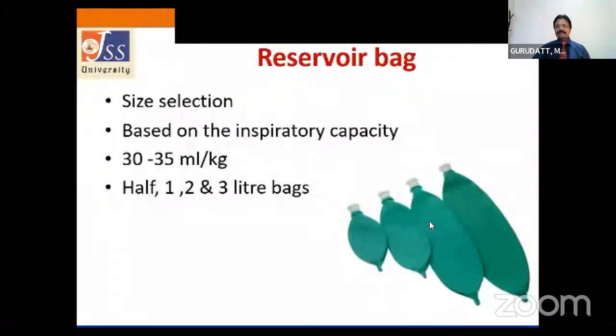But the thing is, we cannot use a 3 liter bag for a child where the half liter bag is ideal. That is because if I want to control the ventilation, it will be so difficult. I don't know how much tidal volume I am producing when I am using a 3 liter bag for, say, a 5 kg child. The other thing is, if I am leaving a child on spontaneous ventilation, I will not be able to know whether the bag is moving or not. So that is the reason it is always better to select a particular bag based on the inspiratory capacity of the particular patient.